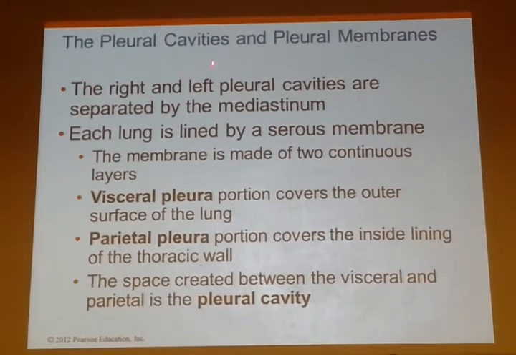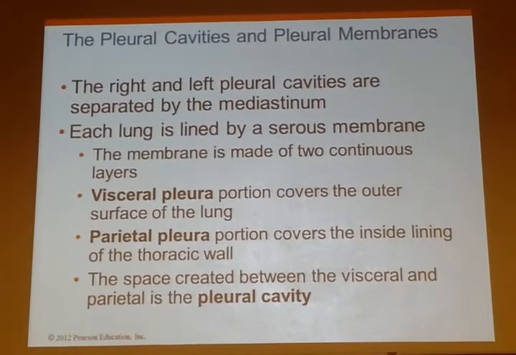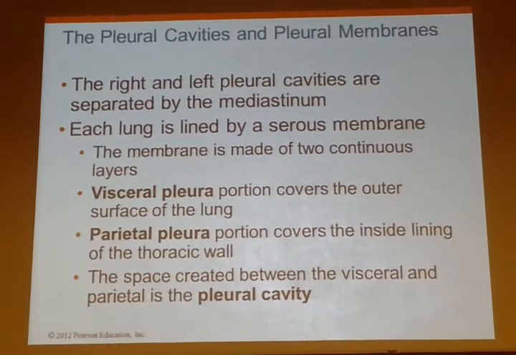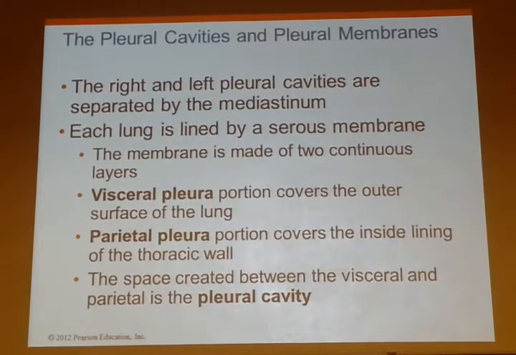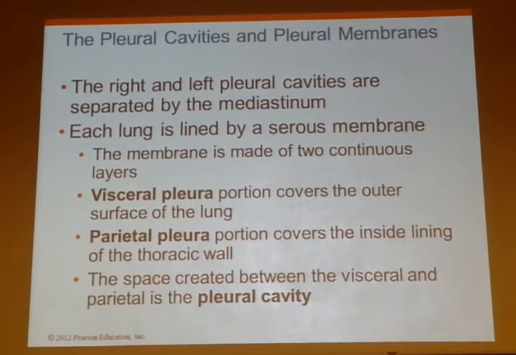So, pleural cavities and pleural membranes. The surface of the lung has a visceral pleura on it, a sheet of simple squamous cells, a serous membrane. That is actually going to fold back and line the inside of the thoracic cage and the top of the diaphragm. The space between the visceral serous membrane and the lining of the chest wall has fluid in it, and that space is called the pleural cavity.